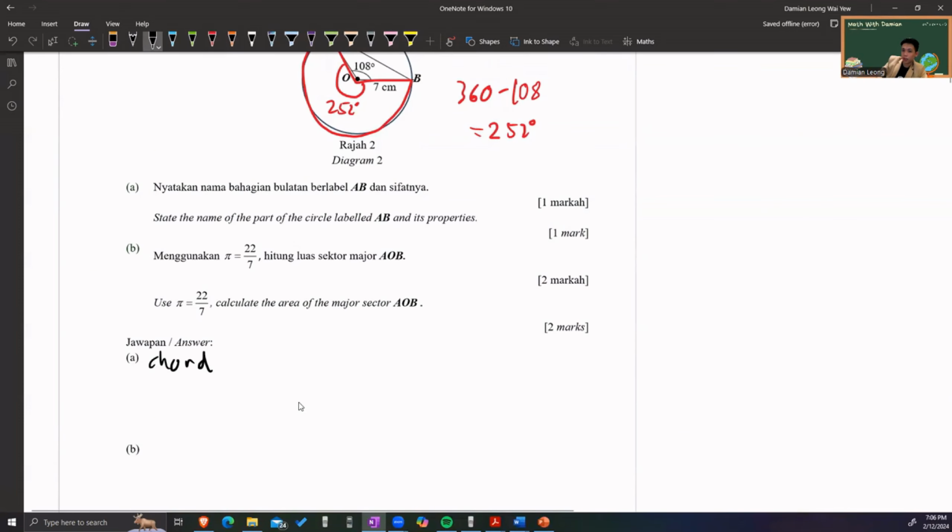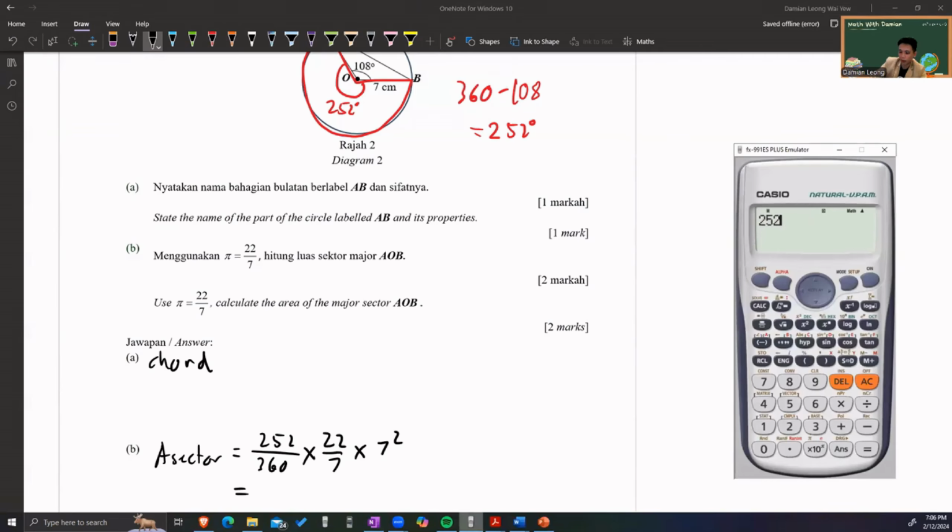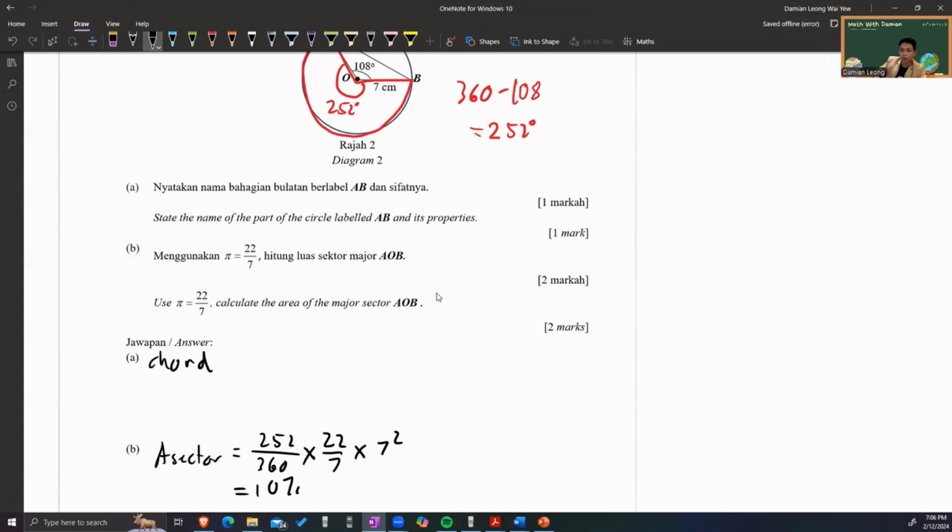So area of sector is angle over 360 times area of a full circle, pi r square. Pi 22/7 times radius square, 7 square. So 252 over 360 times 22/7 times 7 square, which we get 107.8 cm square. That is the area of the sector here.